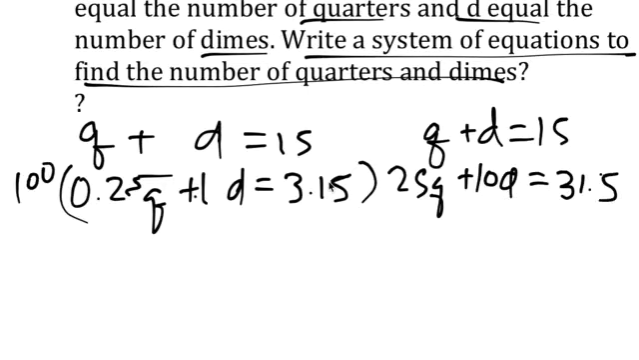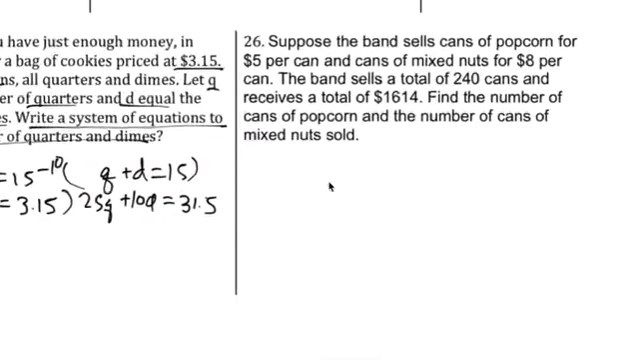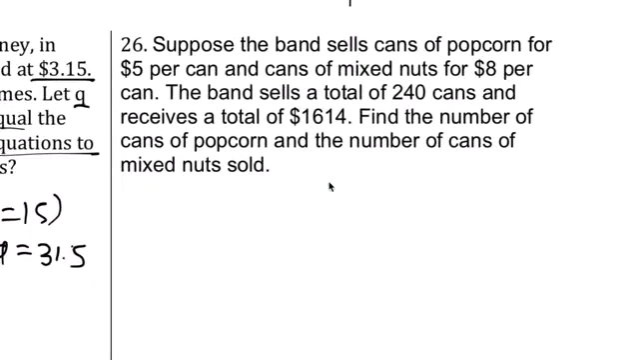I would get rid of the dime, multiply all this by -10 if I had to solve it, and find quarters needed. Oh, here they want you to find the number. So read: find the number of cans of popcorn and the number of mixed nuts. Here you have to do the work.